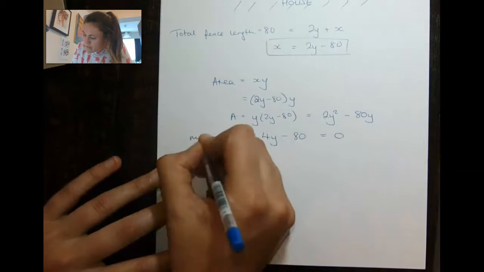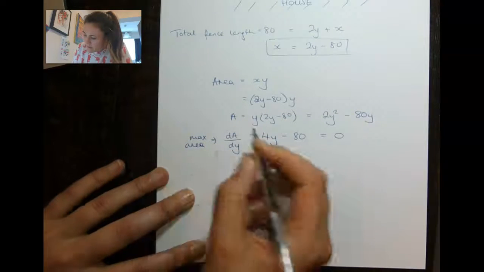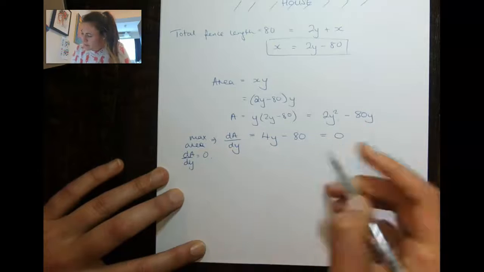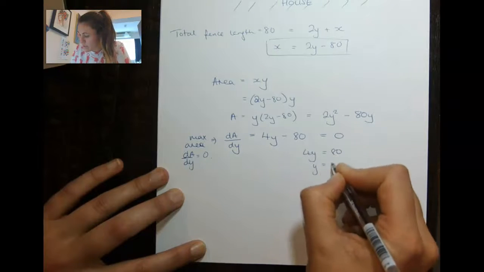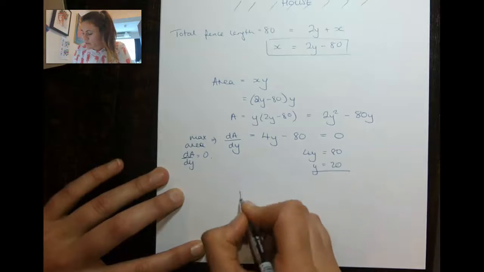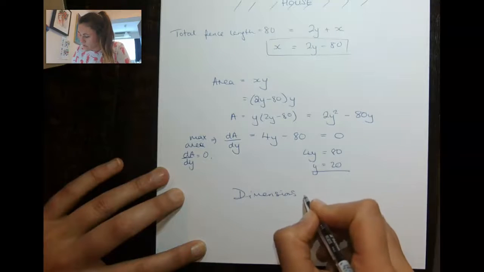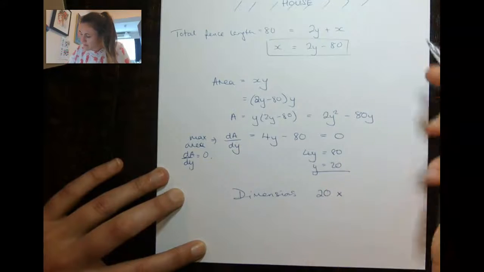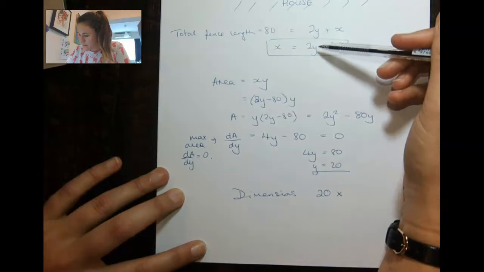And we know that for a max area, dA/dy will equal 0. So very simple, this question anyway. Solve that. So we're asked for the dimensions. That means the length and the width. The dimensions are 20 by, substitute in here, 2 times 20.